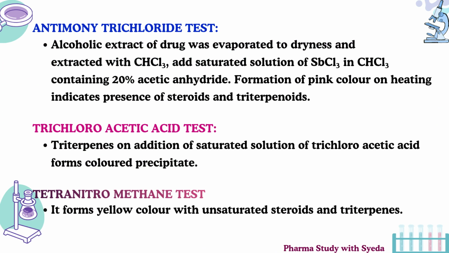Antimony trichloride test. Alcoholic extract of drug was evaporated to dryness and extracted with chloroform. Add a saturated solution of antimony trichloride in chloroform containing 20% acetic anhydride. Formation of pink color on heating indicates the presence of steroids and triterpenoids. Trichloroacetic acid test. Triterpenes on addition of a saturated solution of trichloroacetic acid form a colored precipitate.